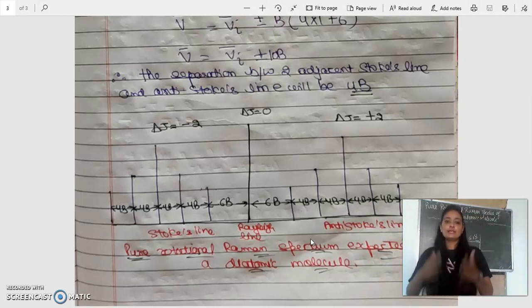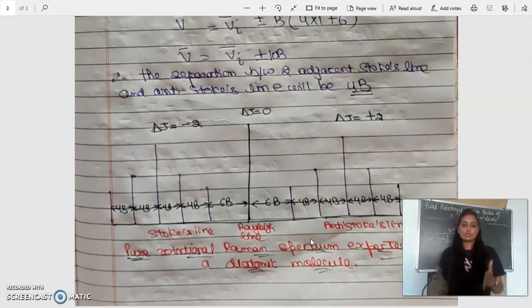Now if we talk about the intensity of these lines, these Stokes and anti-Stokes lines, you know very well that intensity is directly proportional to the population of the molecules, as we have seen in rotational spectra also. When we talk about population, we are talking about the number of molecules. The more molecules undergo transition, the more intense the spectra you will get. There will be more intensity of your line. A similar thing applies here, right?